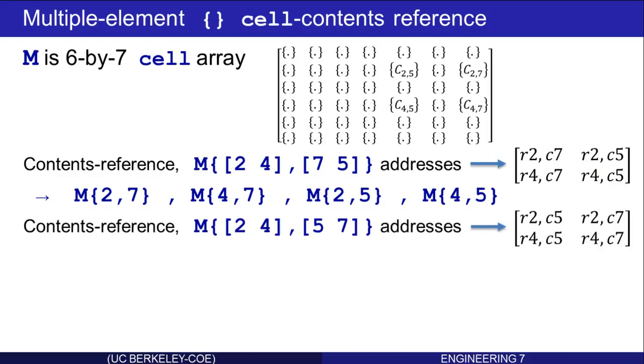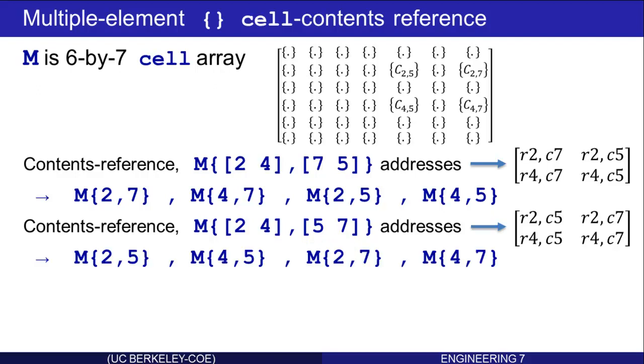Here's the same contents reference, but with the columns in reverse order. The elements are arranged consistent with the row and column indexing, and now linear order yields the following comma-separated list. First 2, 5, then 4, 5, then 2, 7, and finally 4, 7.